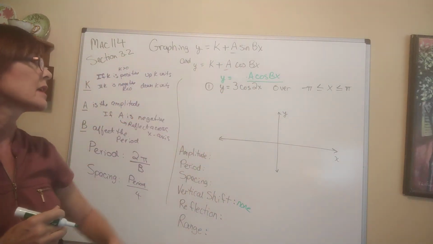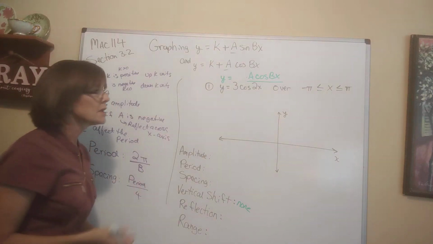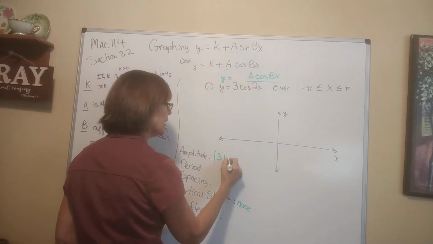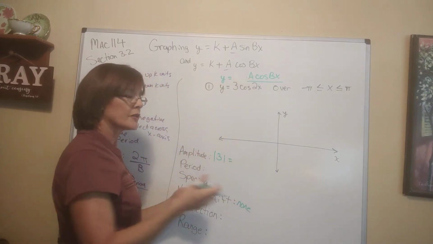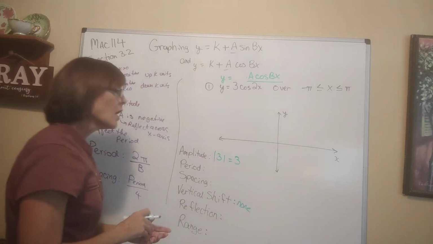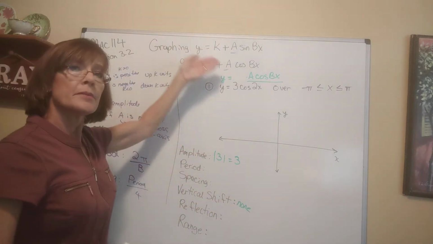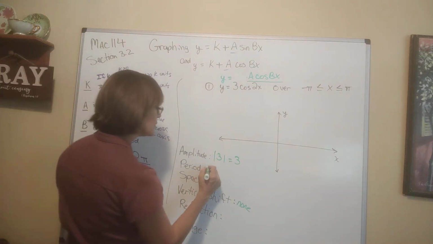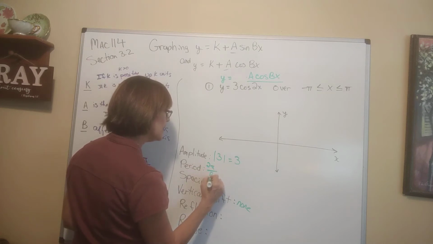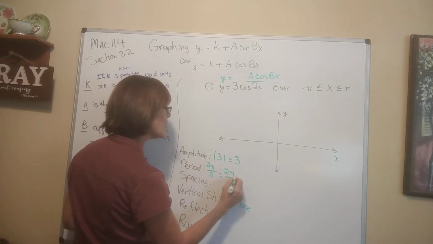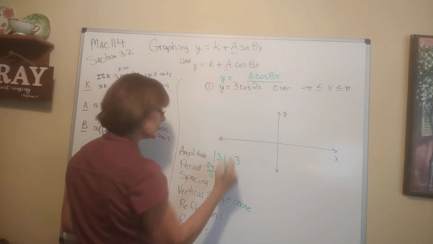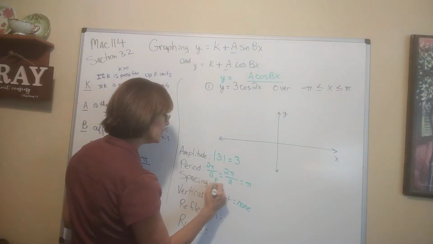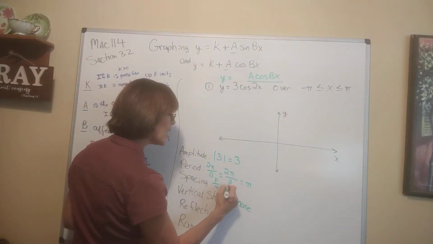Then let's just compare things. What would we say the amplitude is? Well, the amplitude is the absolute value of whatever we see right there. A is 3, and so absolute value means how far from 0 the amplitude is 3. So whatever our sine looks like, it's going to go up 3 and down 3 from the middle of the graph. The period is always equal to 2 pi over b. So in this case, it's 2 pi over the number we see in front of the x, which is a 2. So that's pi. The spacing is always the period divided by 4. So in this case, it's pi over 4.